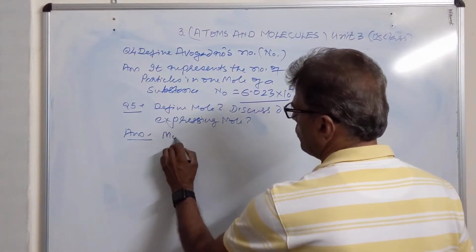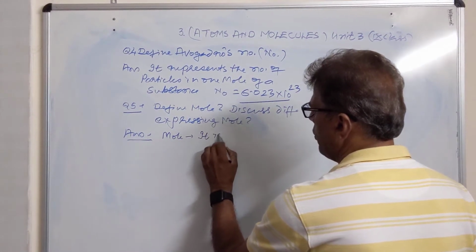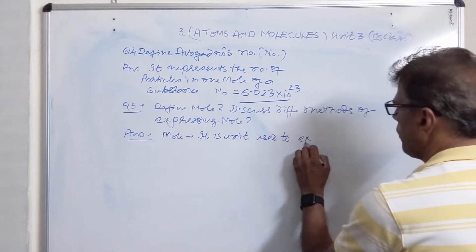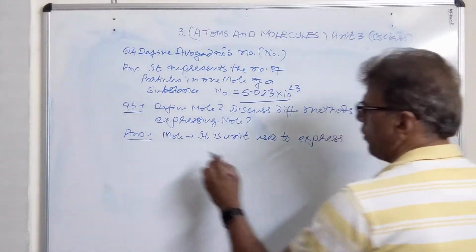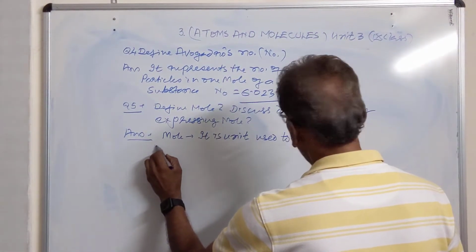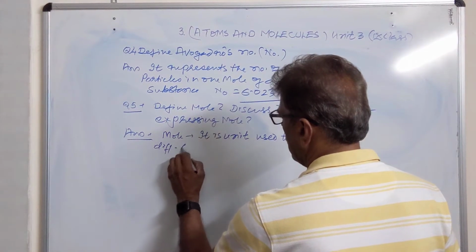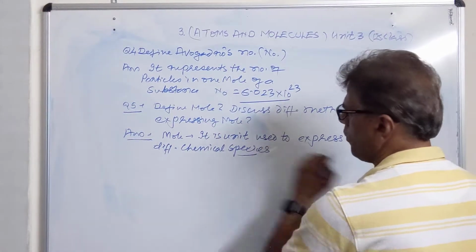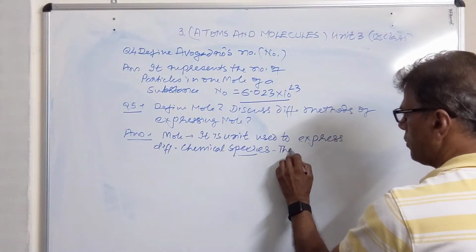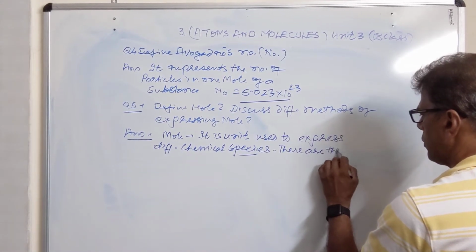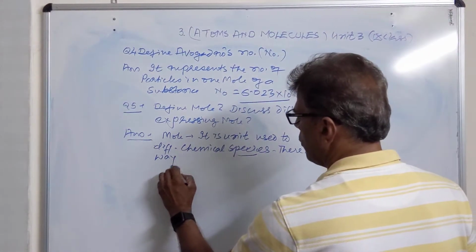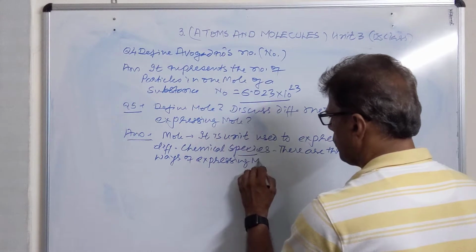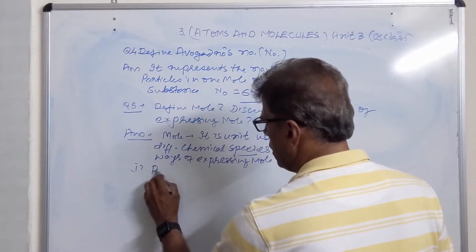So mole, it is a unit used to express the number of particles, to express the different chemical species. There are 3 ways of expressing mole. First is the particle concept.